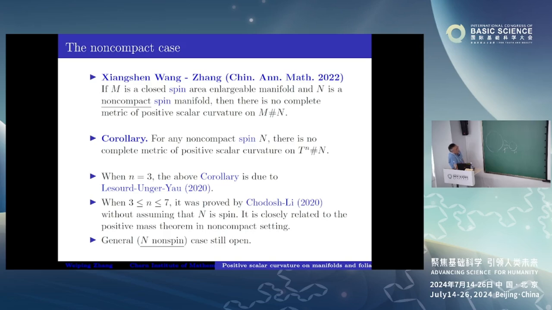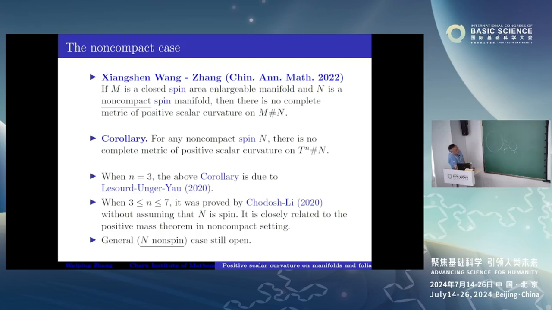Indeed, such a result has some recent interest because when n equals 3, this corollary is due to Lesourd, Unger, and Yau, a recent result. And when the dimension is between 3 and 7, it was also proved by Chodosh and Li in a recent paper without assuming N is spin. They use the mu-bubble and minimal hypersurface method, which works for any manifold.